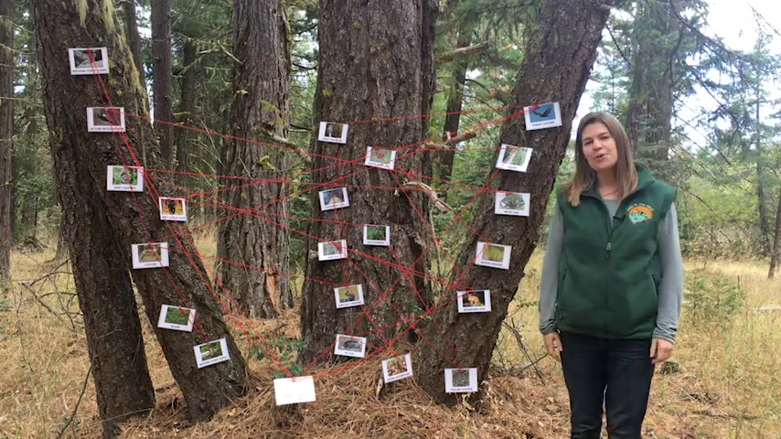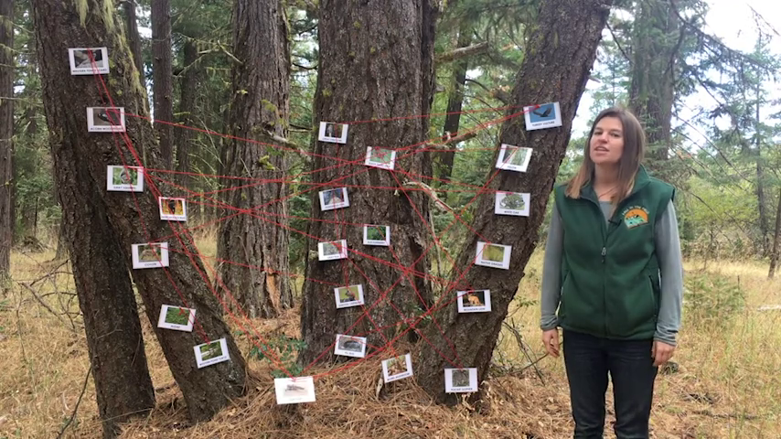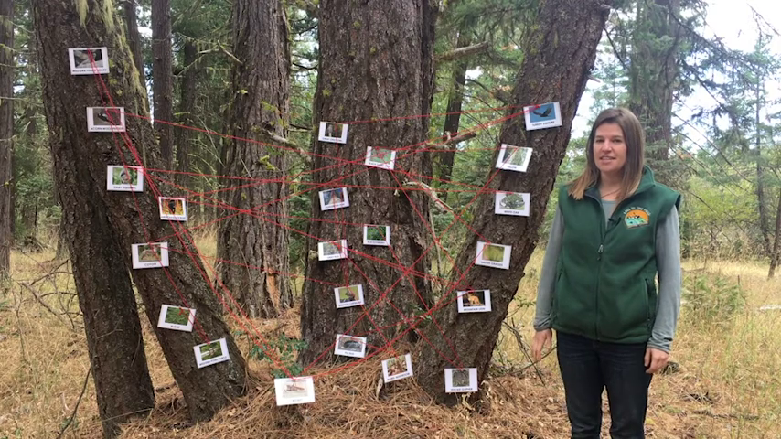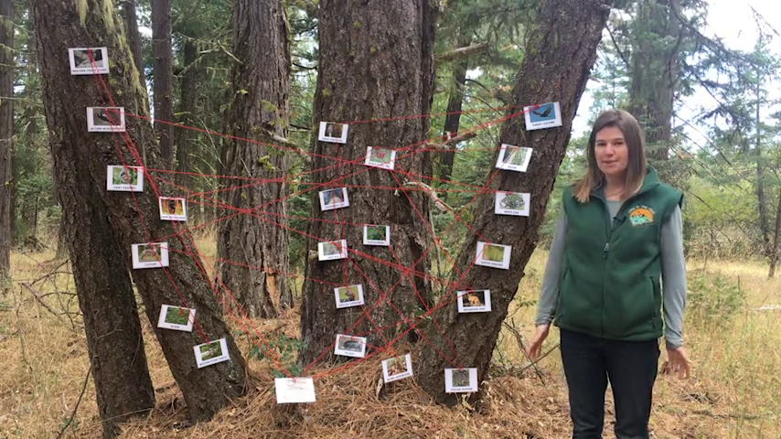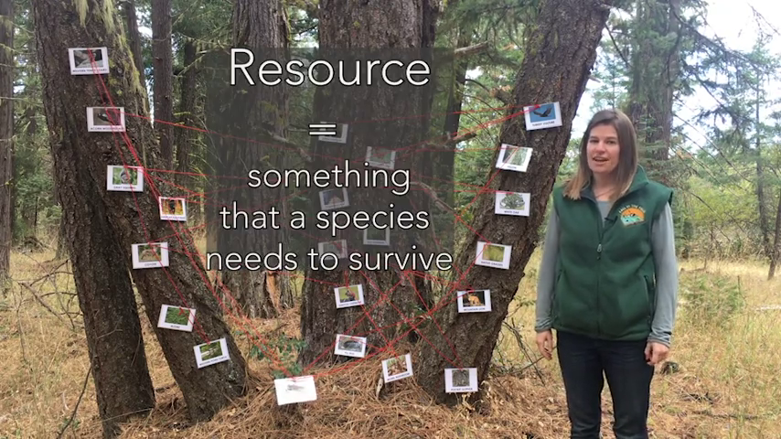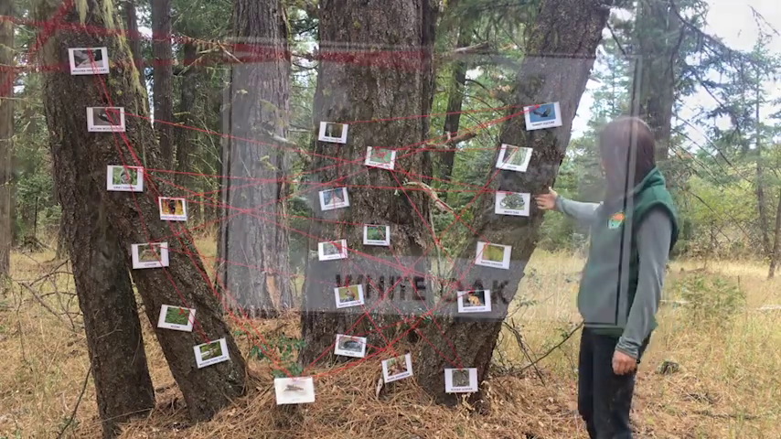Now let's think about what happens when changes occur in an ecosystem. Resources change from season to season or from year to year, and this causes changes in the entire food web. A resource is something that a species needs to survive. So one resource is the white oak.